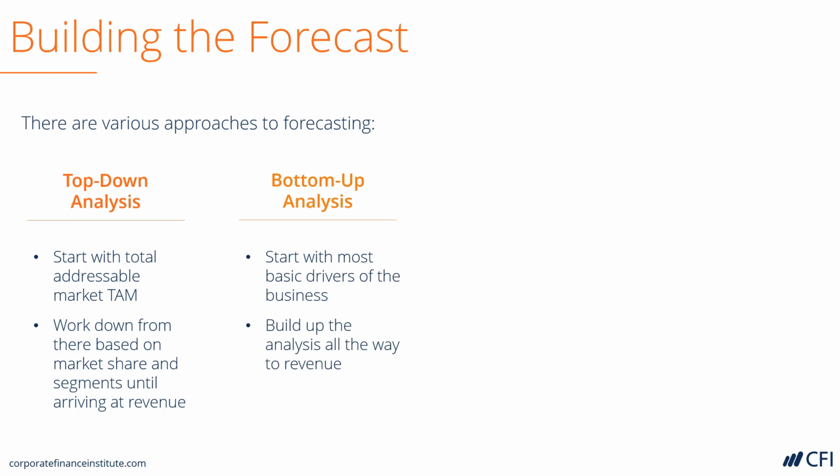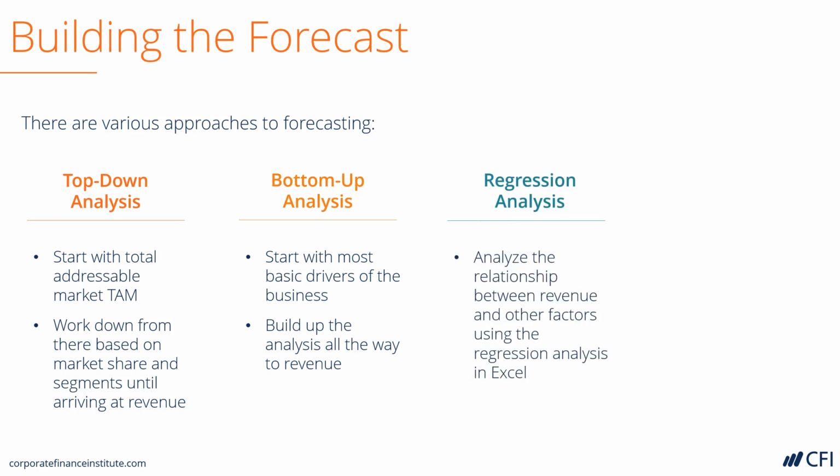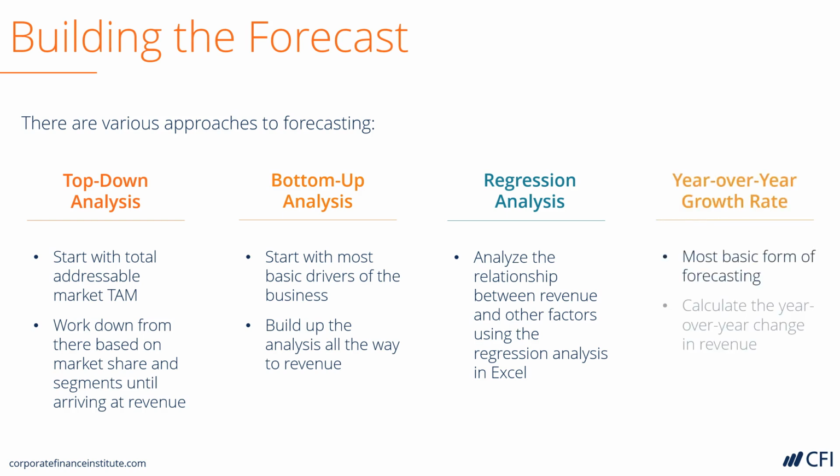This is where you start with underlying drivers of the business, say the number of stores that a company operates and the average size of those stores, and you build your way up to revenue, hence the name bottom-up versus top-down. Additionally, you can perform regression analysis, where you analyze the relationships between revenue and other factors in the business. You can use single or multivariable regression analysis to do this. These techniques are covered in CFI's budgeting and forecasting course. And of course, the simplest is to take a year-over-year growth rate. Very simple and straightforward, but sometimes much too simple and lacks the detail that's required.